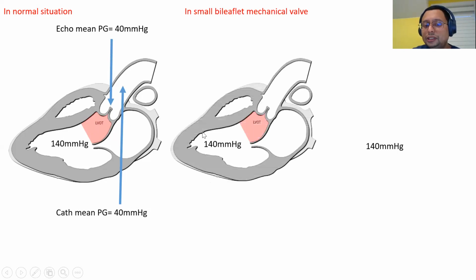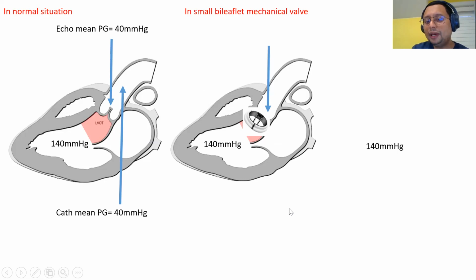So you start with a potential energy of 140 millimeter mercury inside the left ventricle. However, you have a bileaflet valve here, a small one. You measure with echocardiogram just distal to the bileaflet valve. The echo will measure the velocity from the central orifice that is smaller. Whenever the orifice is smaller, the velocity is higher. Now, when velocity is higher, there is more pressure loss in terms of the kinetic energy and also heat.